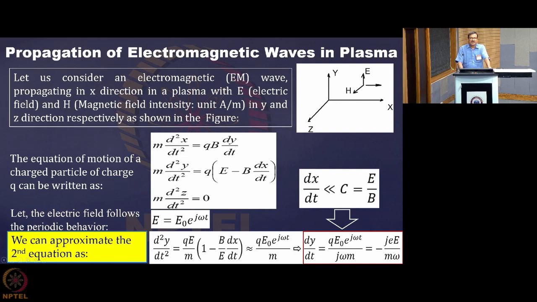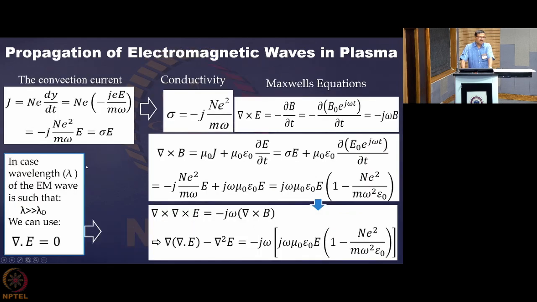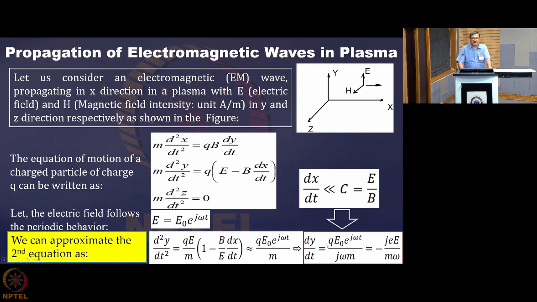When you integrate, the j omega comes down because of the integration, and you are left with q0 e to the power j omega t divided by j omega m. If you multiply top and bottom by j, j square gives you minus 1, and then we get minus j e by m omega, because E0 e to the power j omega t basically forms the E. Now we come to the next one. J is equal to Ne dy/dt, and dy/dt, what we got previously, is minus j e by m omega.